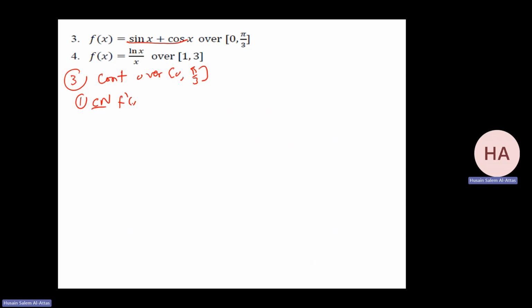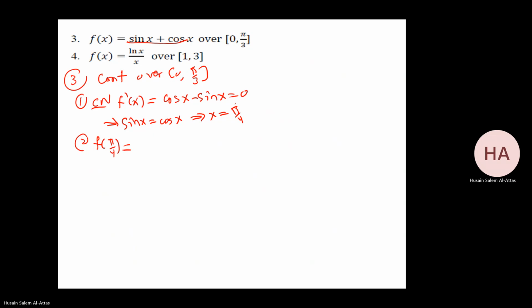I find f prime. F prime will be cosine x minus sine x. Make it equal to 0, so we need sine equal cosine. That will happen if x equals pi over 4, where I have square root 2 over 2, square root 2 over 2. Okay, so my second step, I check f of pi over 4. That will be square root 2 over 2 plus square root 2 over 2, just square root of 2.